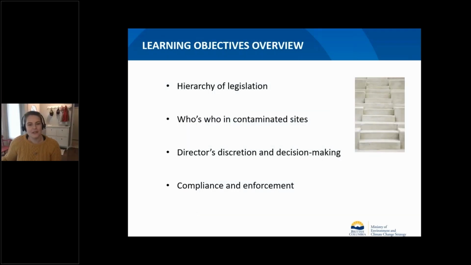Perfect. So the learning objectives for this talk are, first, to understand the hierarchy of legislation. Second, know who's who in the contaminated sites legislative framework. Understand the use of director's discretion, especially in the issuance of a decision. And lastly, become familiar with compliance and enforcement. Next slide, please.